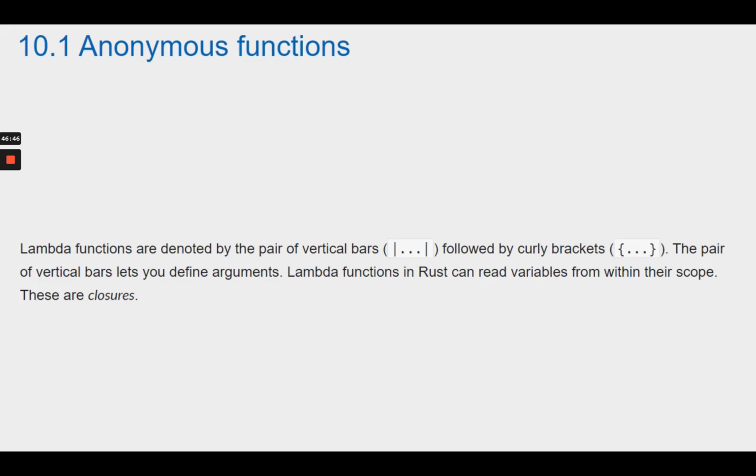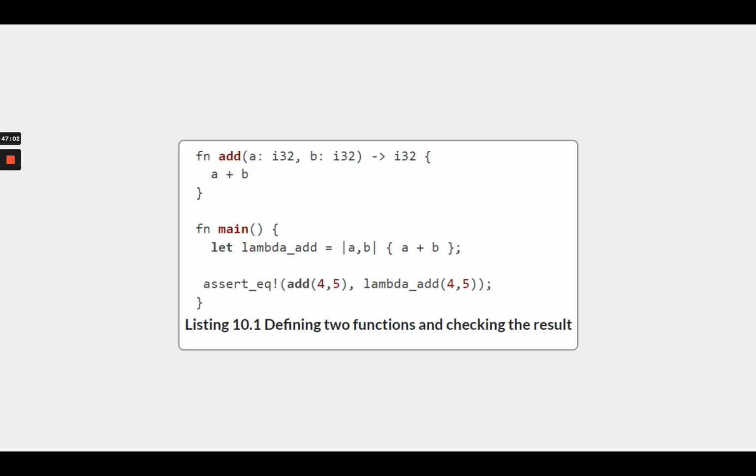Lambda functions are denoted by the pair of vertical bars, followed by curly brackets. The pair of vertical bars lets you define arguments. Lambda functions in Rust can read variables from within their scope. These are closures. Unlike regular functions, lambda functions cannot be defined in global scope.